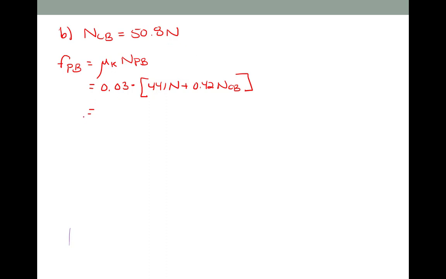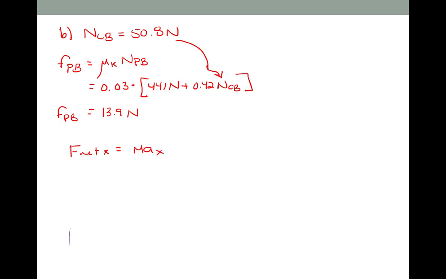Plugging the 50.8 into that as well and multiplying this all out. So I'm going to make a little arrow here. Do my best to actually point at what I want. This works out to be 13.9 newtons. I can now go to the x direction.